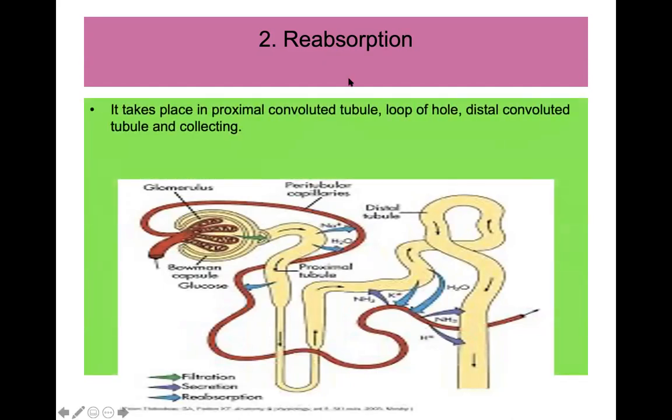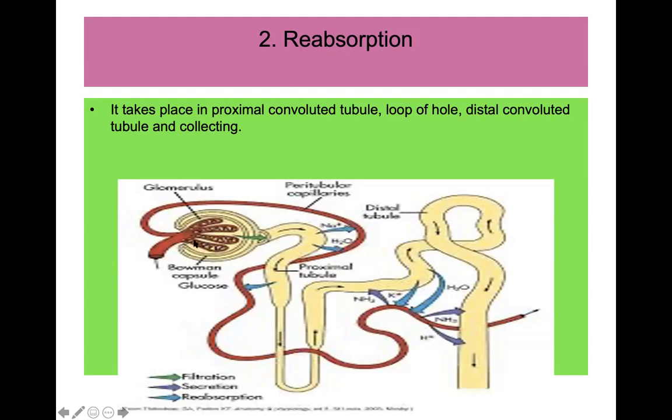It takes place in the proximal convoluted tubule, loop of Henle. This one is the loop of Henle, not loop of hole. So this process, reabsorption, will take place in the proximal convoluted tubule, loop of Henle, distal convoluted tubule, and the last one, collecting duct. I know you guys remember, right? Here is the proximal convoluted tubule. This is the loop of Henle. This is the distal convoluted tubule, and the last one we have is the collecting duct.